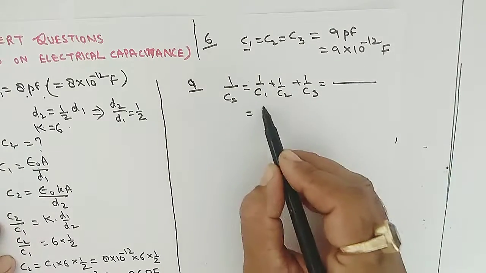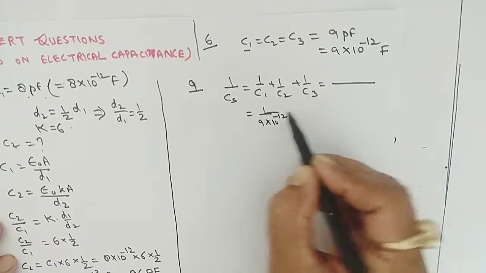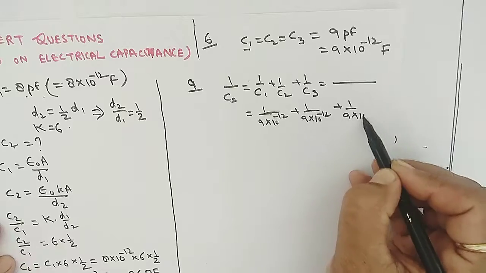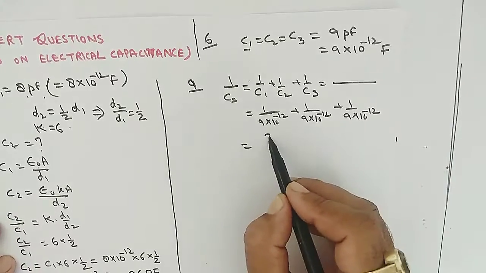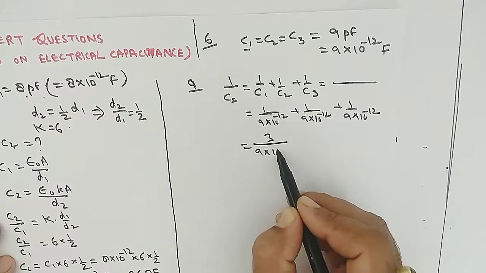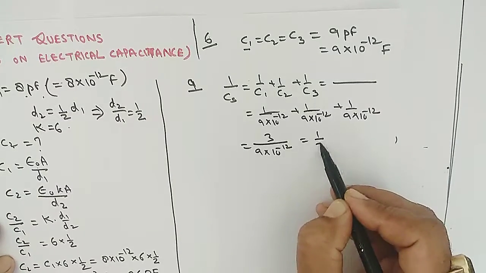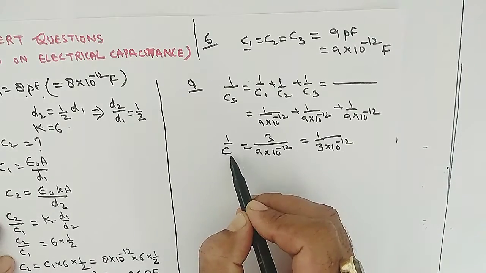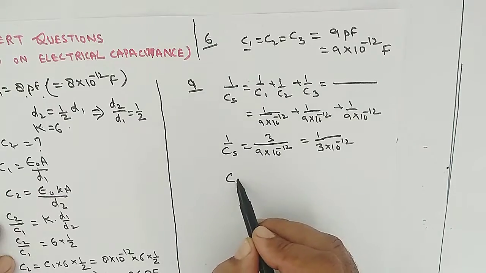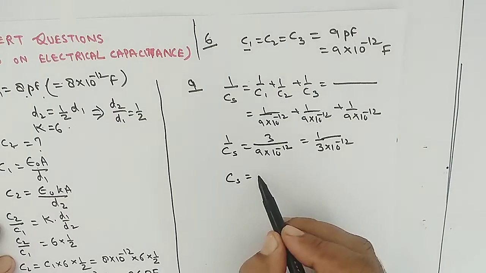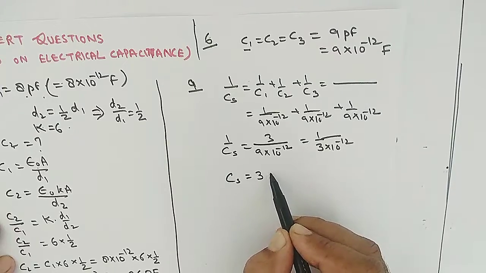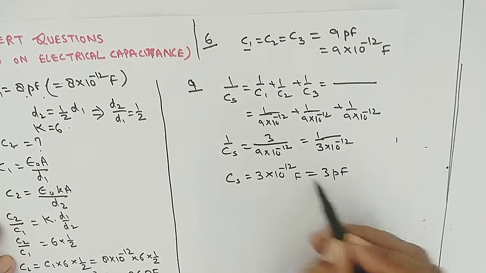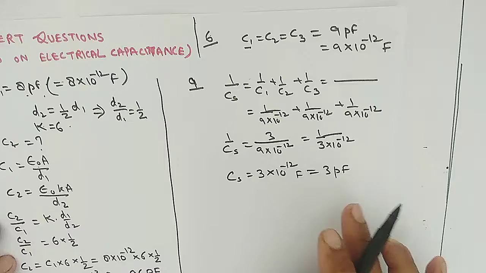So simply you can write 1 upon 9 into 10 to power minus 12 plus 1 upon 9 into 10 to power minus 12 plus 1 upon 9 into 10 to power minus 12. So simply it is 3 upon 9 into 10 to power minus 12, which is 1 upon 3 into 10 to power minus 12, equal to 1 upon the resultant in series. So C, the resultant capacitance asked in the first part, is 3 into 10 to power minus 12 farad, that is 3 picofarad. This is the answer of the first part.